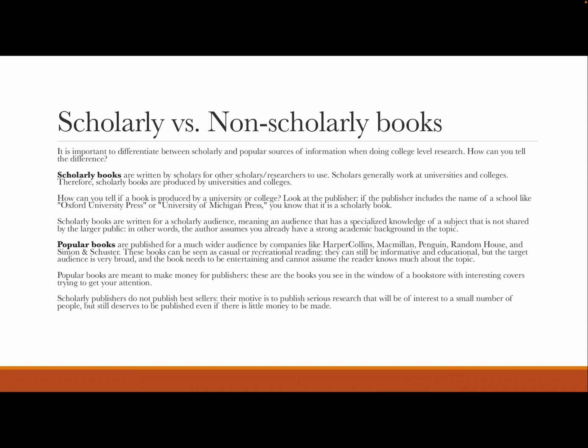So if it's University of Michigan Press, or Oxford University Press, or if you see the name of a school, basically, you know that the book you have is a scholarly book. Now, non-scholarly books from popular publishers would include publishers like HarperCollins, Macmillan, Penguin, Random House, Simon & Schuster, and these are big companies. Most of them are headquartered in New York, and they are for recreational reading. And their goal as a company is to make money, and that's why they're in business. And that means they're aiming for a bestseller.